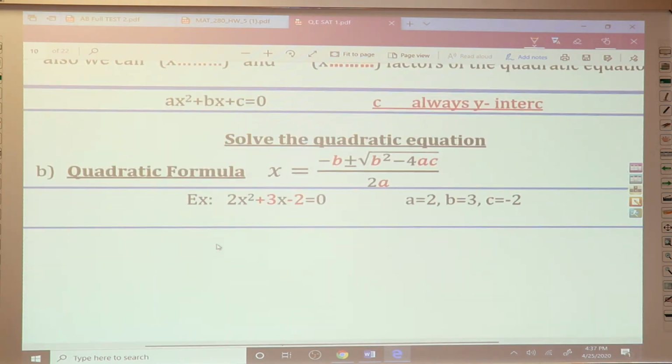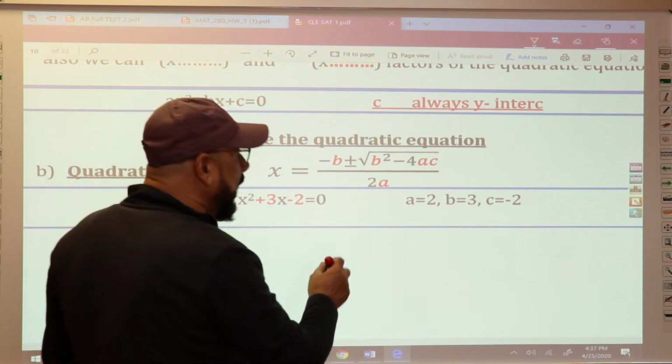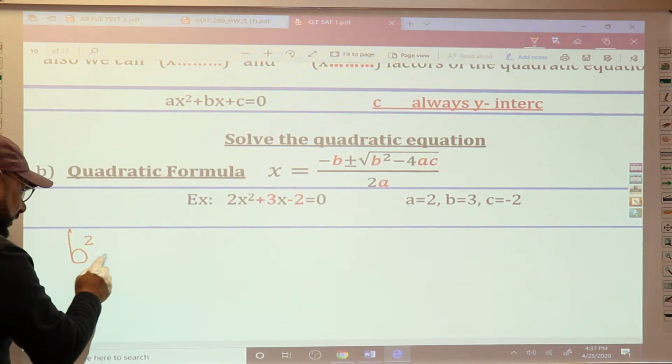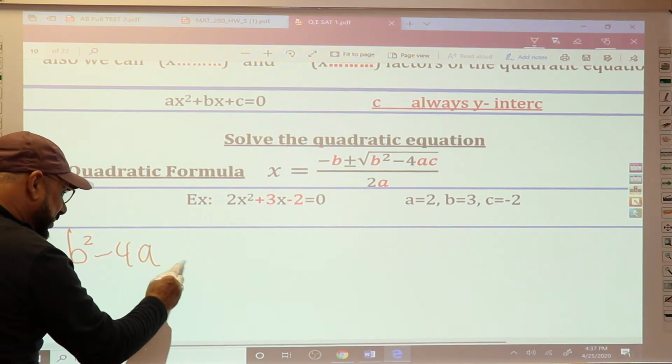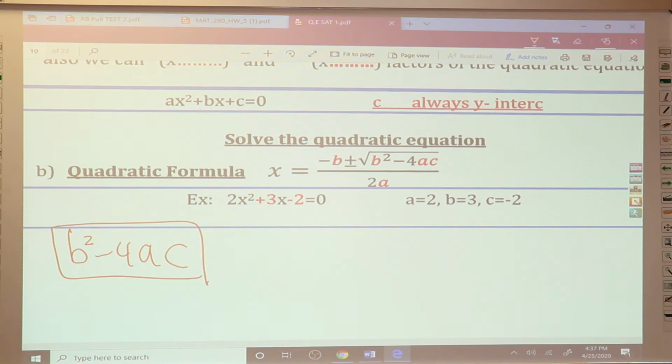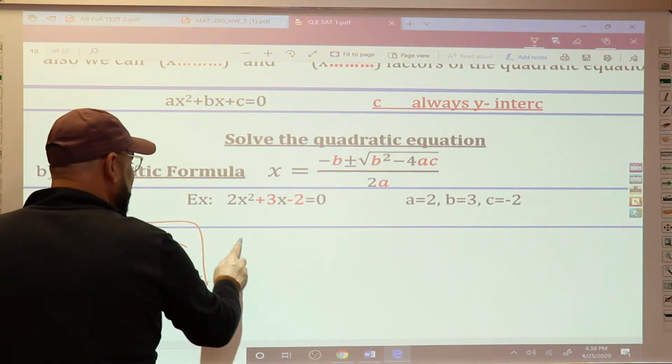B squared minus 4ac. I'm going to read it 3 times. B squared minus 4ac. My secret. B squared minus 4ac, so this guy, we call it the discriminant. What do we call it? Discriminant.